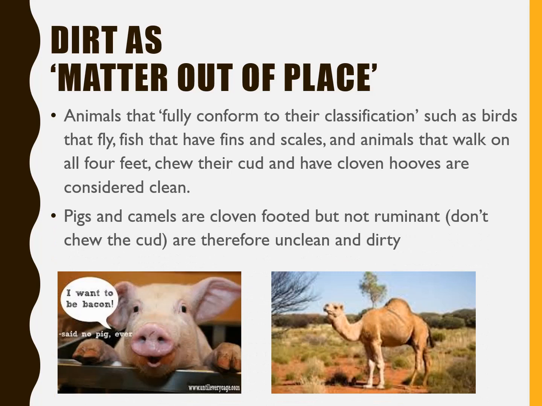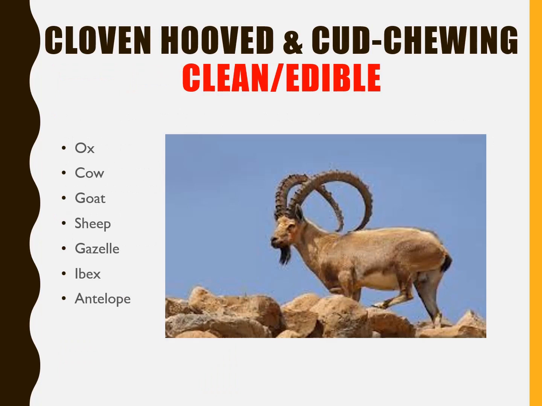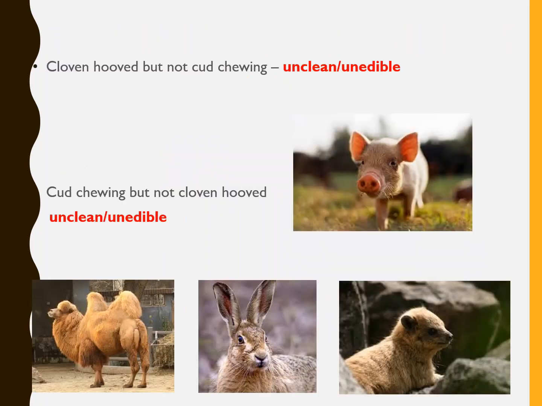But pigs and camels are cloven-footed, but they're not ruminant, meaning they don't chew the cud, and therefore they're considered unclean and dirty. According to this particular dietary system, these animals are regarded as clean and therefore edible: ox, cow, goat, sheep, gazelle, ibex and antelope. Animals that don't fit neatly into boundaries are unclean and therefore inedible. So there's pigs, which are cloven-hoofed but not cud-chewing, and then there's the camel, the hare and the rock badger, which are cud-chewing but not cloven-hoofed.